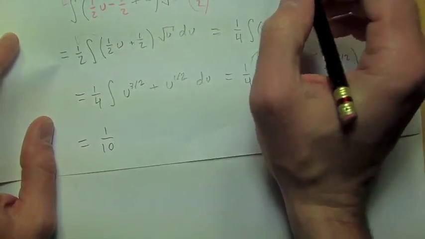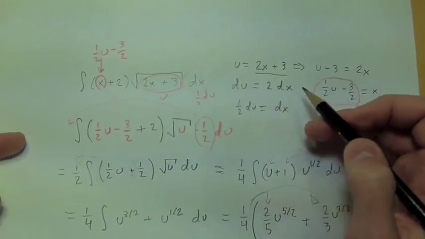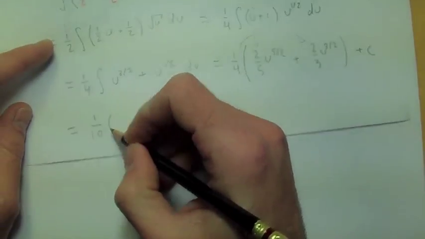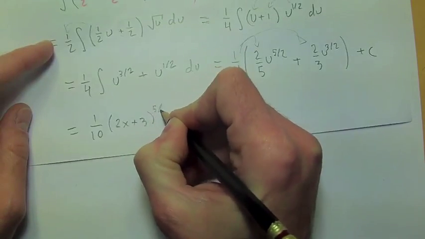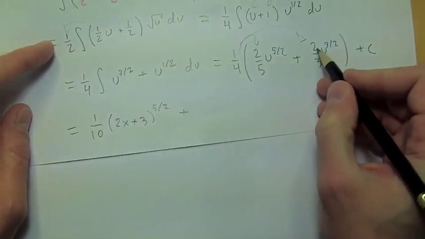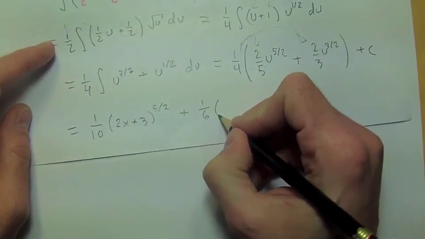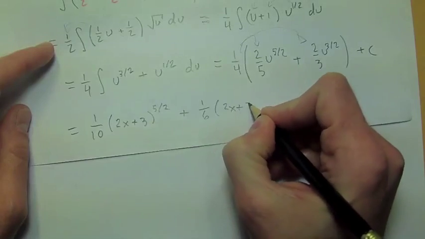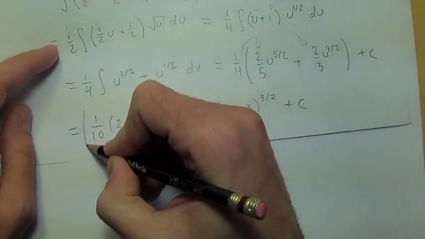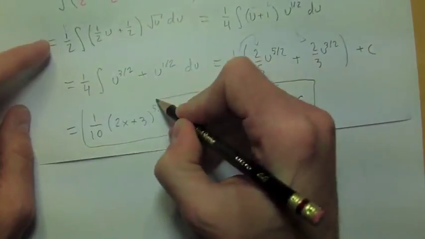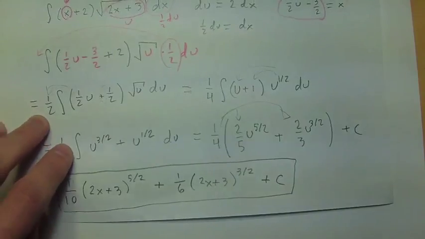Now I'm going to put the x back in. So if you remember, u was 2x plus 3, so this will be 1/10 (2x plus 3) to the 5/2 plus, now this is going to be 1/6 times (2x plus 3) to the 3/2 plus c. Okay. And that is that.